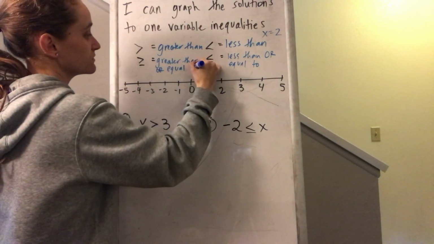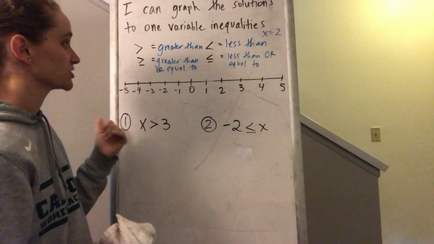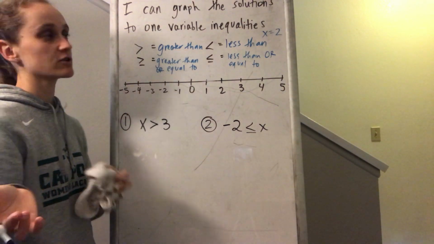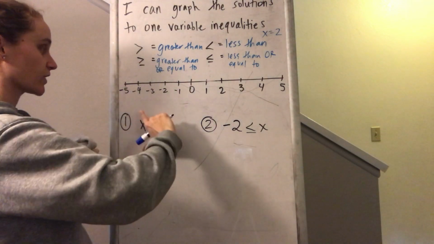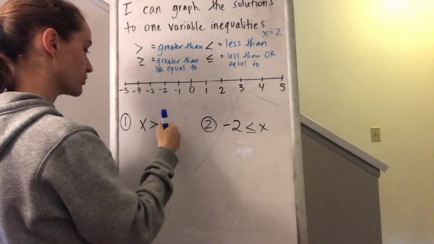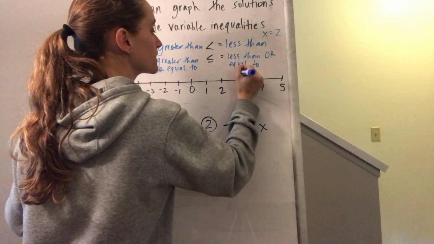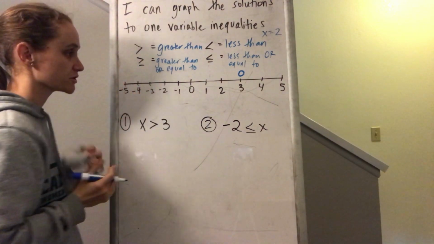Okay, so then down here when I'm graphing these inequalities, the reason they're called one variable is because there's one variable. So this is saying x is greater than 3. So that means I'm going to put my boundary point at 3. So I put an open dot. Remember, it's open because it doesn't have the line underneath. It's not "or equal to."